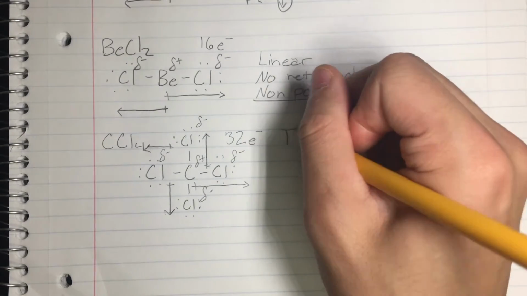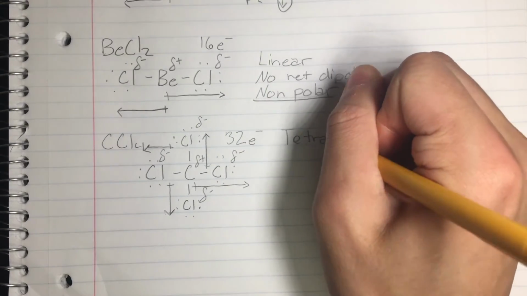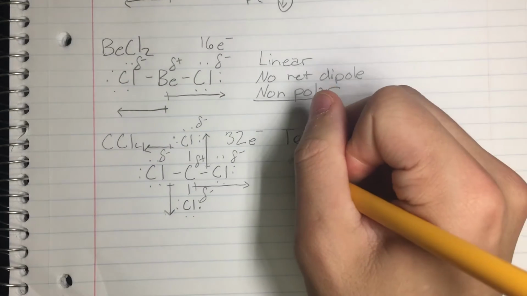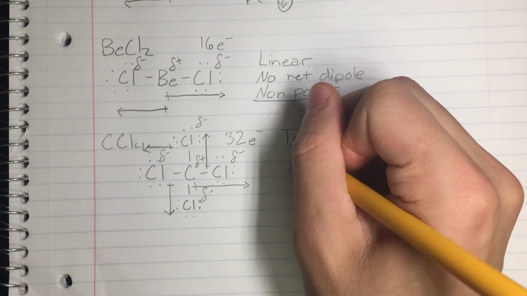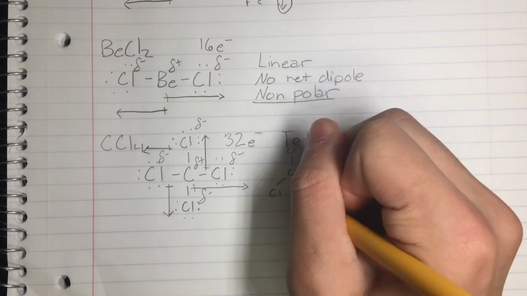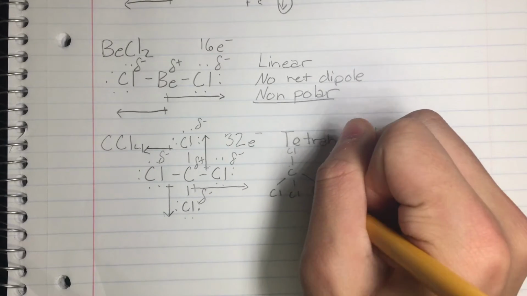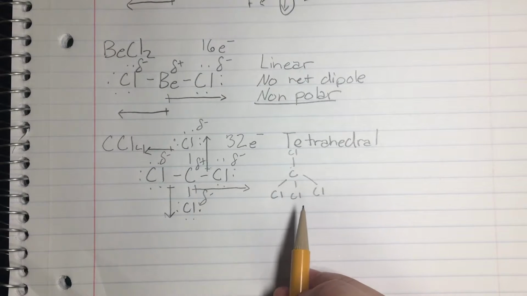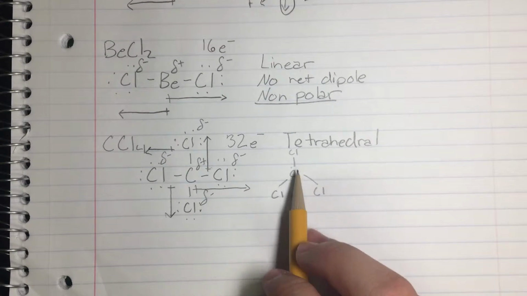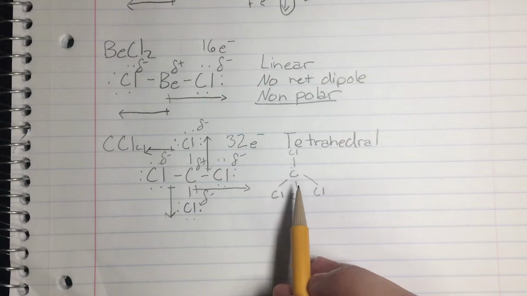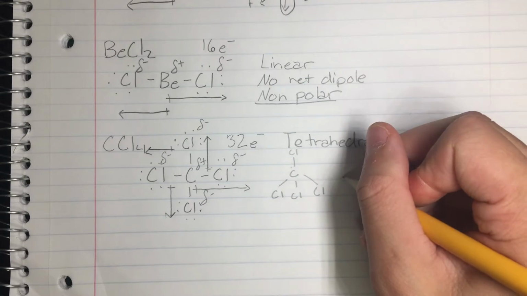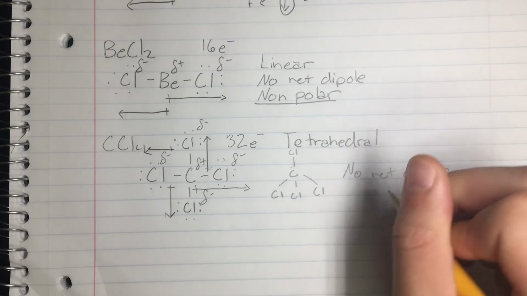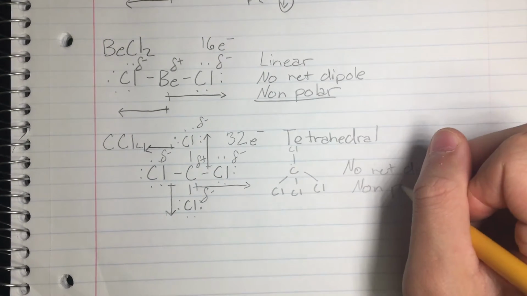So the molecular geometry is a tetrahedral that would look something like this, with this Cl being on a different, being behind the rest, which means that all of these would cancel each other out, making it so there would be no net dipole, making it non-polar.